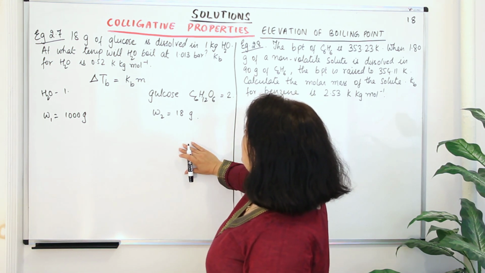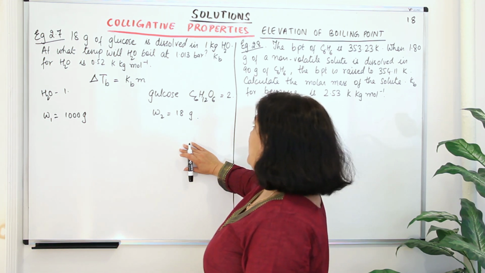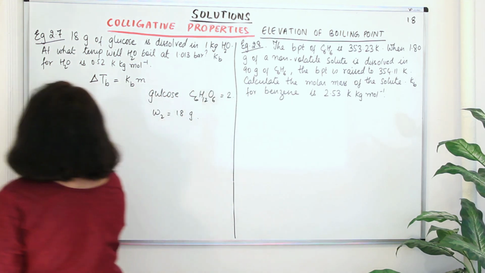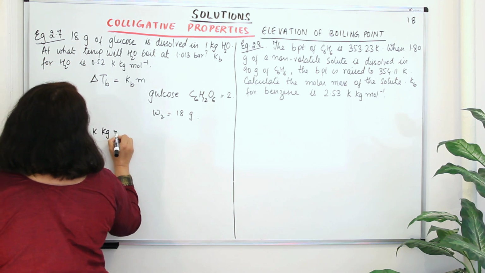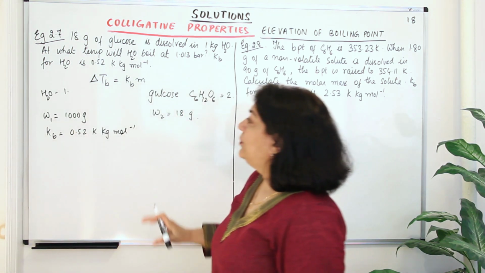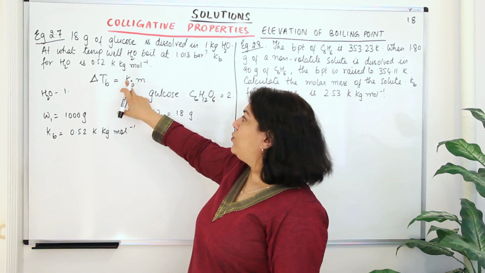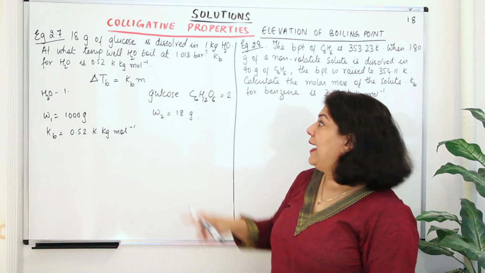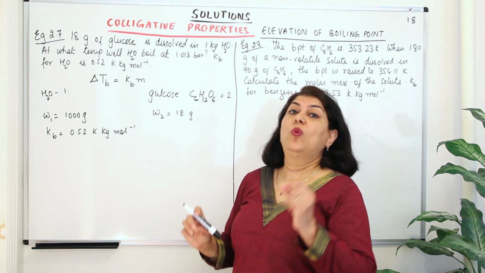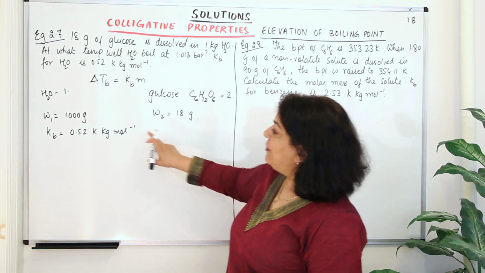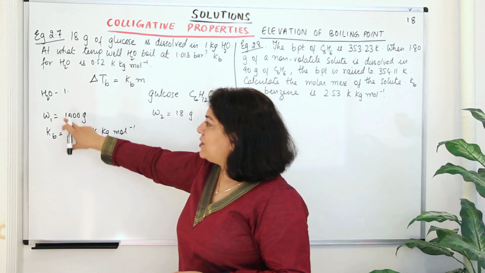So it is in 1 kg of water. At what temperature will water boil at 1.013 bar? Kb for water is given, which is equal to 0.52 Kelvin kg per mole. Right? Now, what is required? The elevation in boiling point would be equal to Kbm, which is the molality. And what is molality? Molality is the number of moles of the solute present in 1 kg of the solvent. And we've been told that the solvent, that is water, is already 1 kg, which is 1000 grams. So this part is already done.